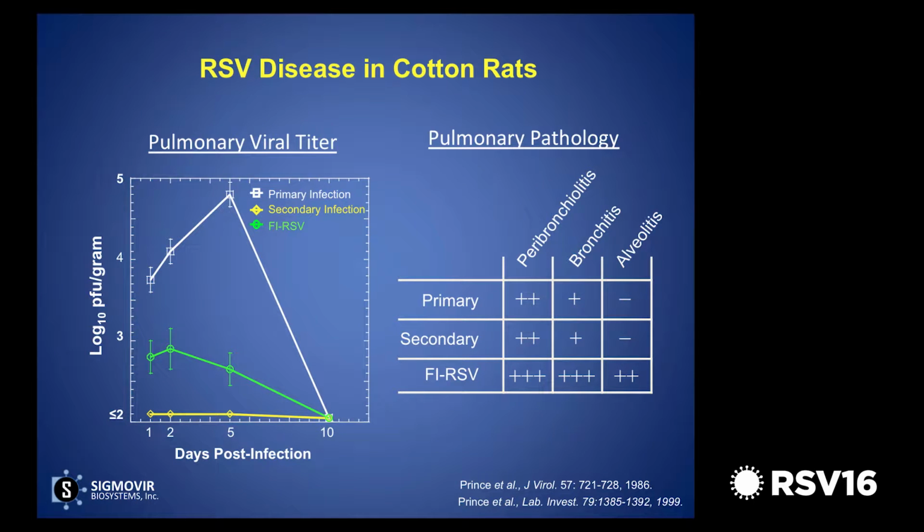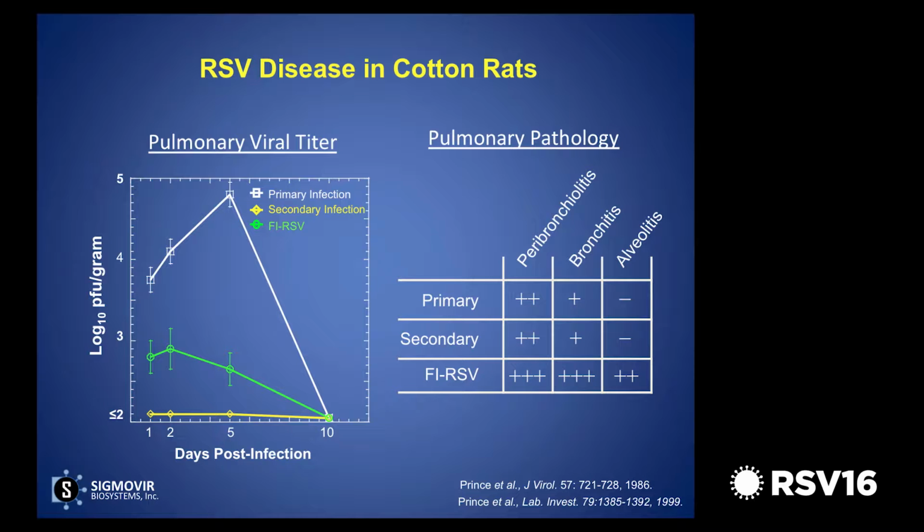Models of disease, starting with primary infection. As you infect cotton rats, it generates a high level of replication in the lung with a peak around day 4, day 5, and starts decreasing by day 10. These are naive animals that have been infected, so they are very good for replicating the virus in the nose and in the lung, and still produce a good level of lung disease that is basically confined to peribronchiolitis and bronchitis.